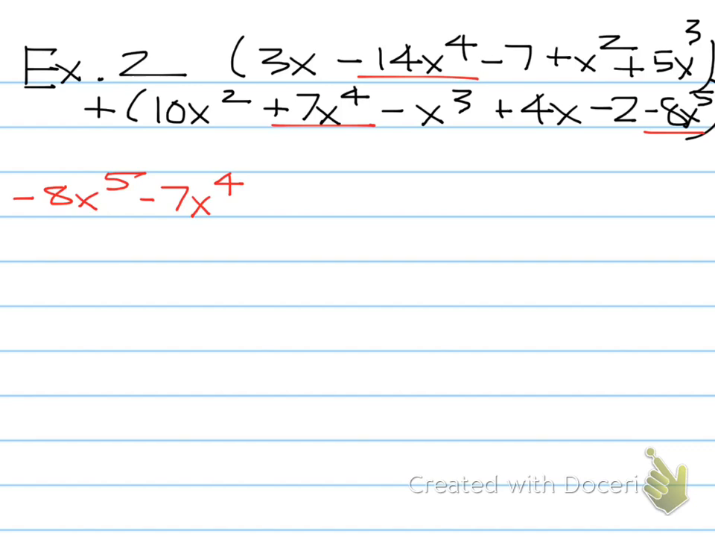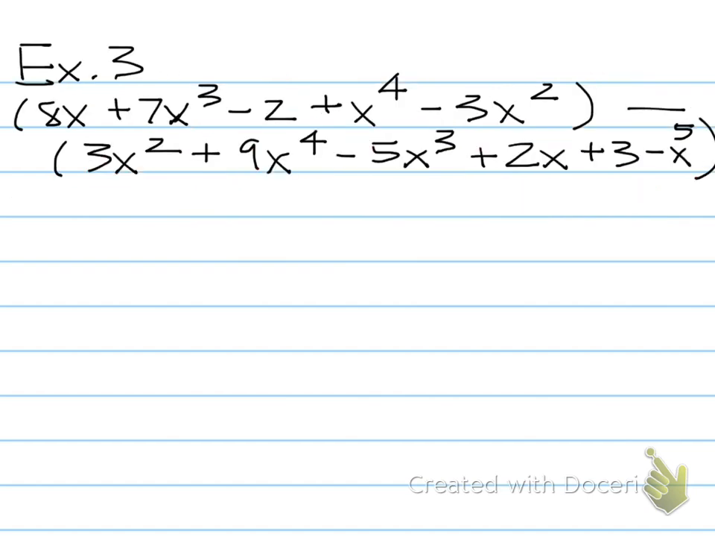Next power is going to be a power of 3. I've got two terms with a power of 3, two x cubed terms. So 5x cubed minus 1x cubed is going to be 4x cubed. And then the powers of 2. 1x squared plus 10x squared is 11x squared. Next is the linear terms, so power of 1, so 3x plus 4x is 7x. And then lastly the constants are negative 7 and negative 2. Negative 7 plus negative 2 is negative 9.